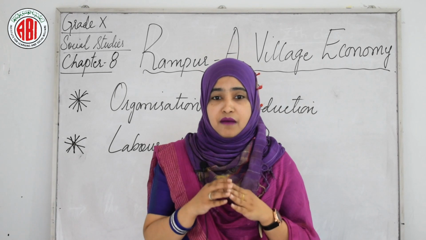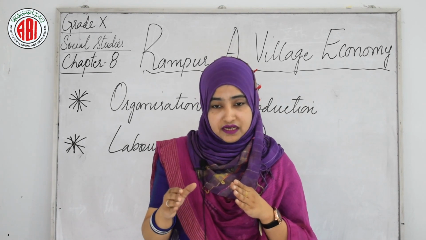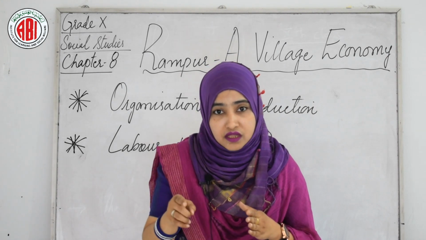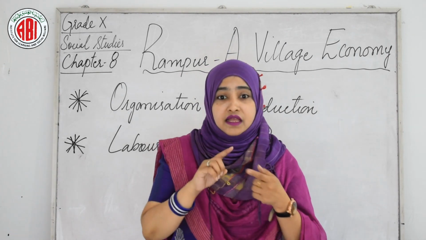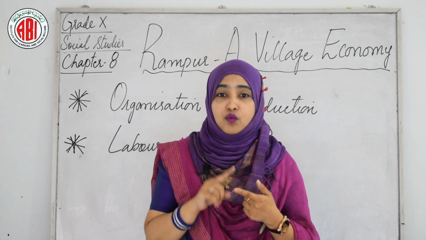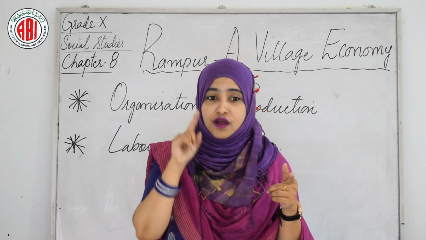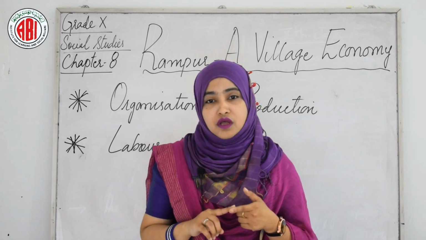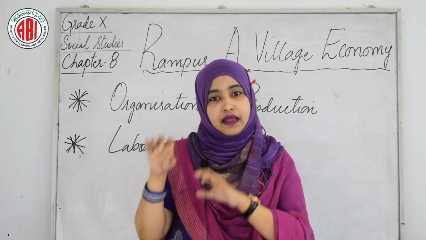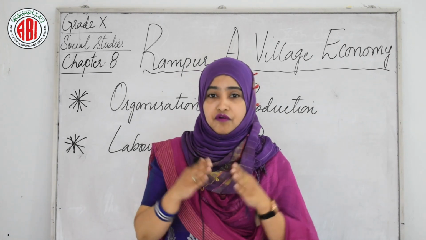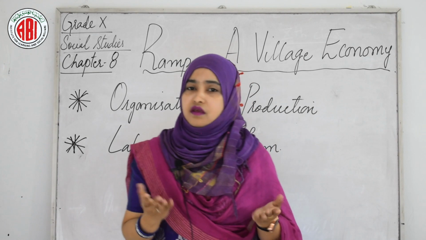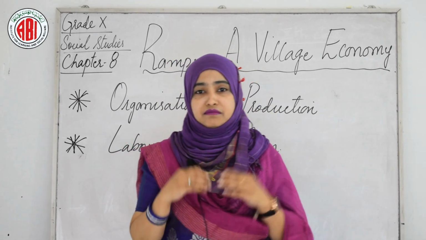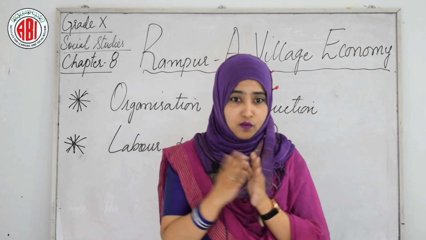Unlike the farmers working on their own fields, farm laborers do not have a right over the crop grown on the land. Instead, they are paid wages by the farmers for whom they work. They have been employed to do the work only on that farm. Wages can be in cash or in kind, meaning it may be crop also. Sometimes laborers get meals too.